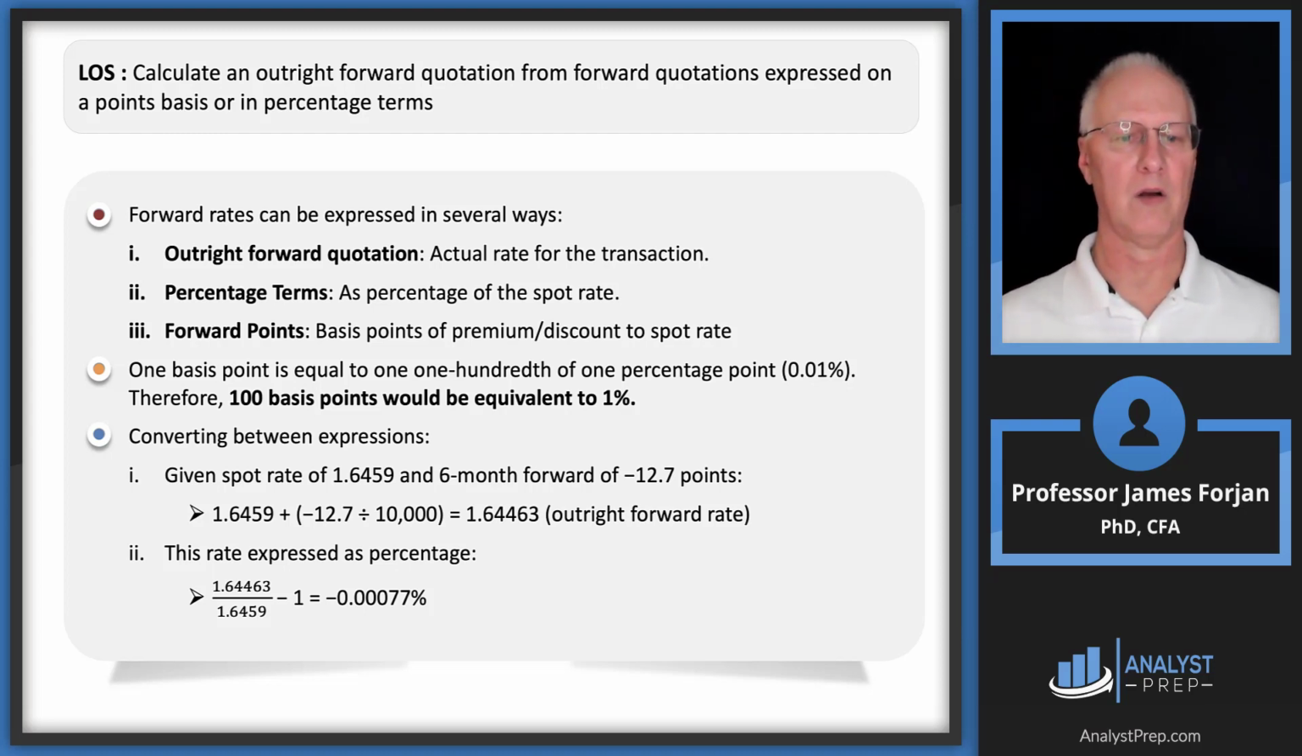And so look at our example down there, converting between expressions. So let's suppose we have that spot rate of exchange, the 164.59, and a 6-month forward rate of a minus 12.7 points, minus 12.7 basis points. So all we do is take that 12.7, keep the minus sign there, divide by the 10,000 because we have all those decimals there, and then we subtract that.